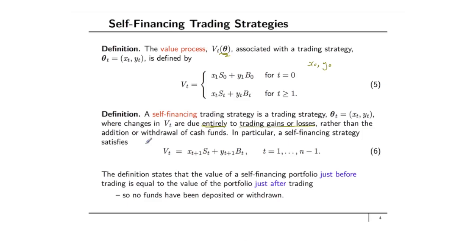In particular, a self-financing trading strategy satisfies V_t = X_{t+1} S_t + Y_{t+1} B_t. And if you notice, V_t is therefore the value of the portfolio immediately after trading at time t, because X_{t+1} is the number of units of shares held between times t and t+1, and Y_{t+1} is the number of units of the cash account held between times t and t+1. So this is the value of the portfolio immediately after trading at time t. Up here, this is the value of the portfolio immediately before trading at time t.